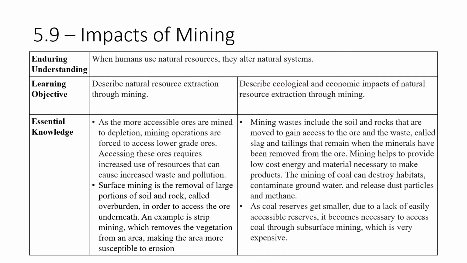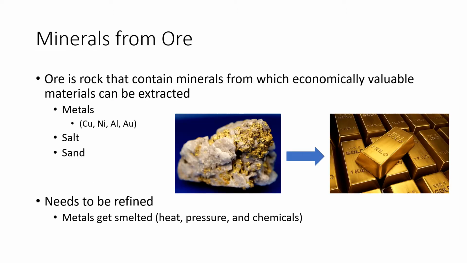Another major thing that impacts our earth is mining. We need material, and so mining is one way to get it. And so what we're mining for is actually minerals, and we get that from ore. So ore is actually the rock that contains the material, or economically valuable material. So lots of metals, sand, salt we also mine for.